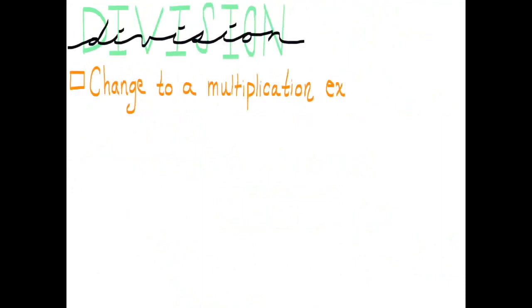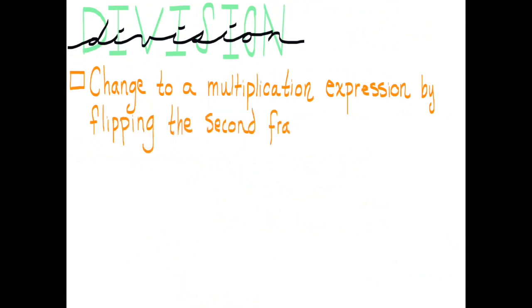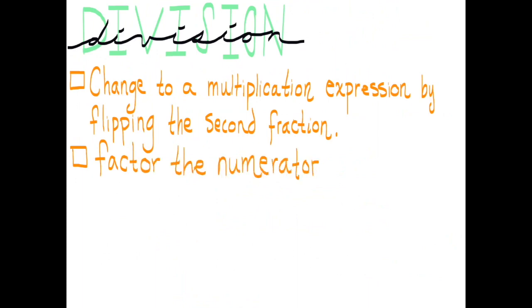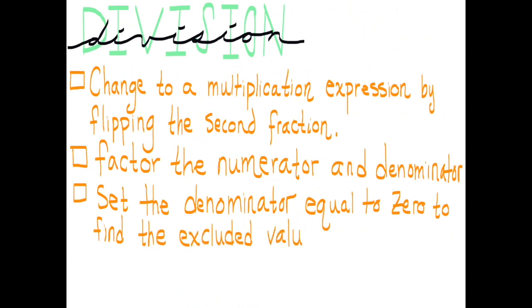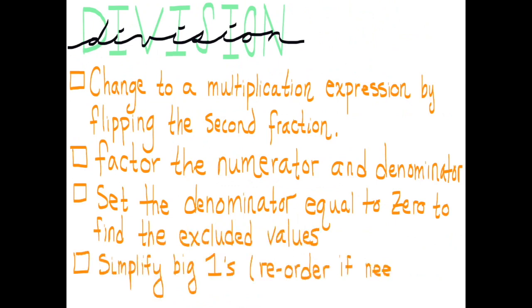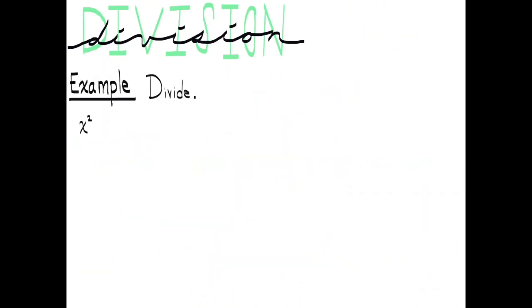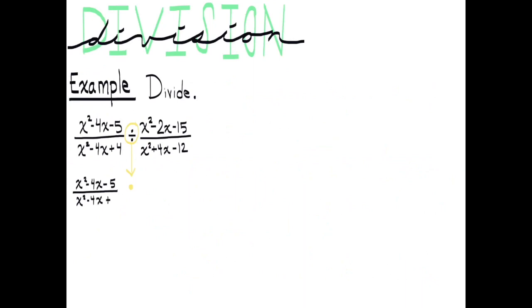So now, division is very similar, except the first thing you have to do is just change to a multiplication expression by flipping that second fraction. And then everything else is exactly the same as multiplying rational expressions. So here's your first example. Change the division to multiplication and flip that second fraction. Now it just becomes a multiplication of rational expressions.